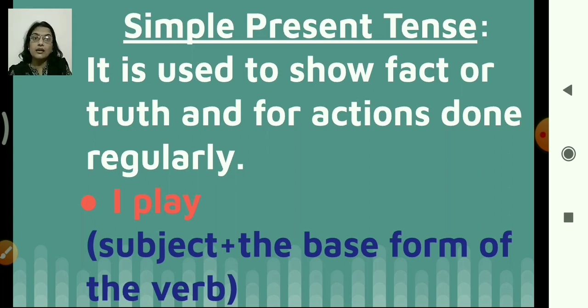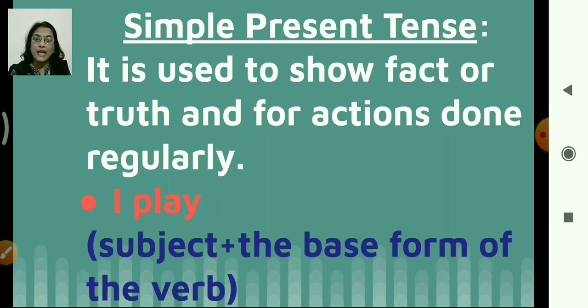So how to form it? First we will have the subject. Now you already know what is subject and predicate, right? So in this sentence, I is the subject, right? And play is what? Verb. But what type, what form? The base form of the verb. So how is this simple present tense formed? I play. How is it?